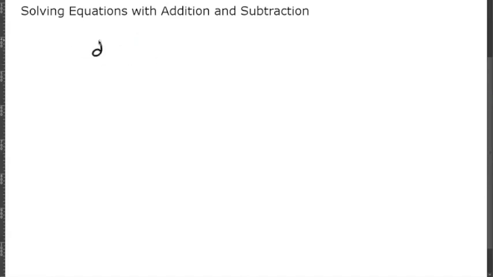Say that you're given D plus 11 equals 20. We know that whatever we do to the left side of the equation, we also have to do to the right side of the equation.